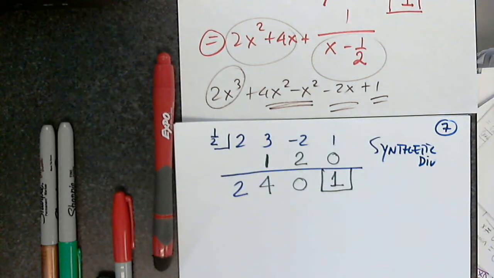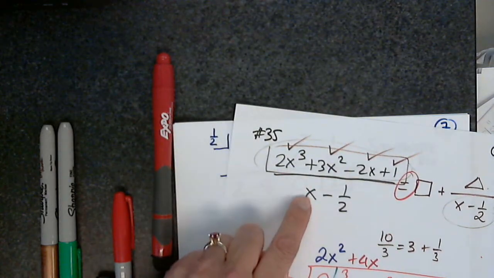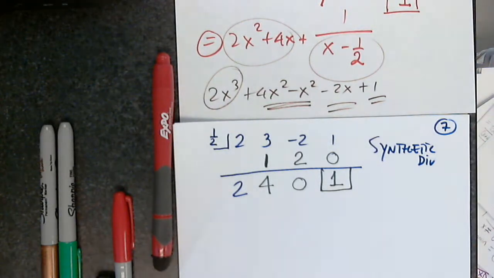Now let's analyze what happened. I divided degree 3 by degree 1. What is the degree of the quotient? When I divide degree 3 by degree 1, the quotient will always have a degree of... I'm dividing degree 3 by degree 1. The answer always has to have degree 2.